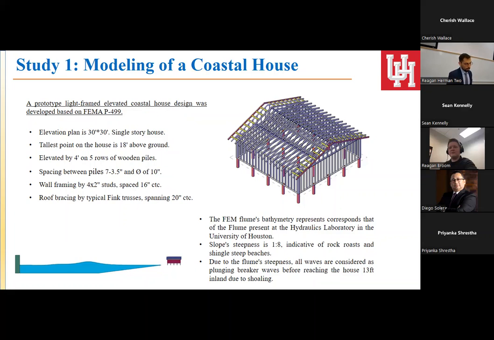So to describe a little bit about the coastal house we developed, the plan is 30 feet by 30 feet. It's a single-story house. The tallest point of the house is 18 feet above ground, and it's elevated by 4 feet on 5 rows of wooden piles.